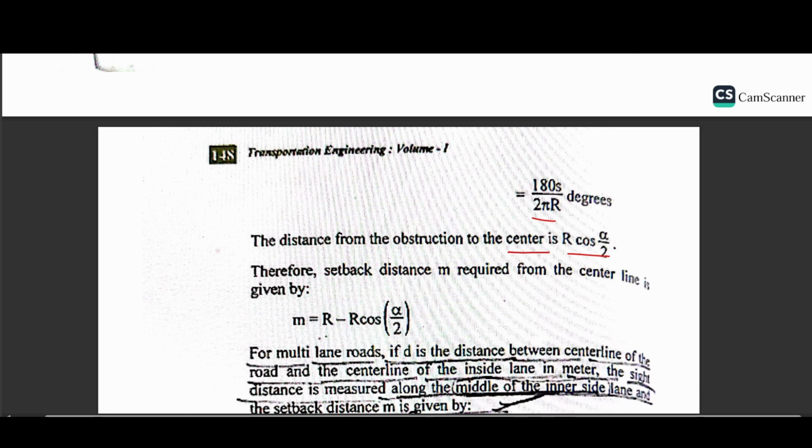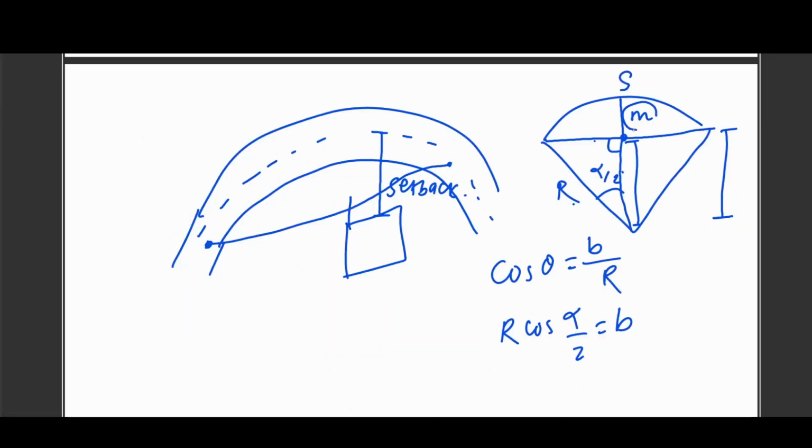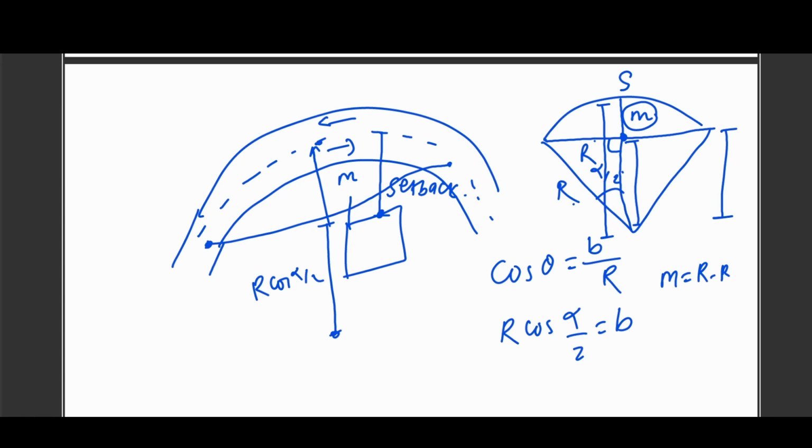Therefore, we are given the setback distance equal to m, right? So what is m? Obviously, this is R. Then the distance up to here will be R cos alpha by 2. So m equals R minus R cos alpha by 2. This is the obstruction. From here to the center equals R cos alpha by 2, and from here to the center of the lane equals m. I'm assuming it to be a two-lane road, then this should be the central lane of the road.